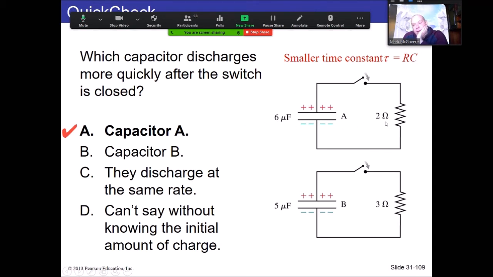Because with 12 here, it's going to be 12 microseconds. So in 12 microseconds, this reaches 37%. But down here, it'll take 15 microseconds to reach that 37%. Having a smaller time constant means you're going to discharge more rapidly. This one's going to discharge slower.